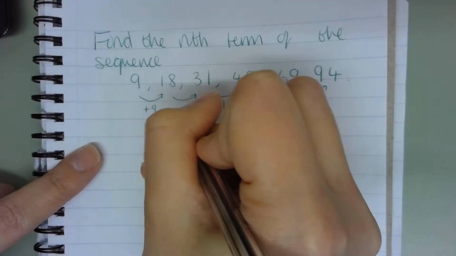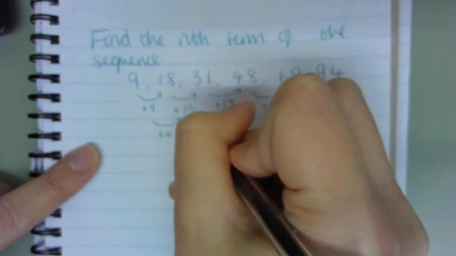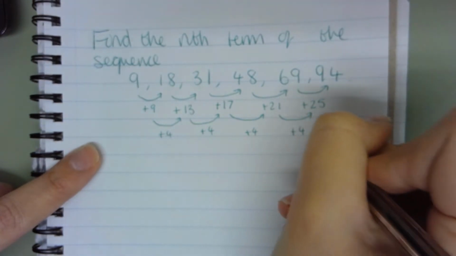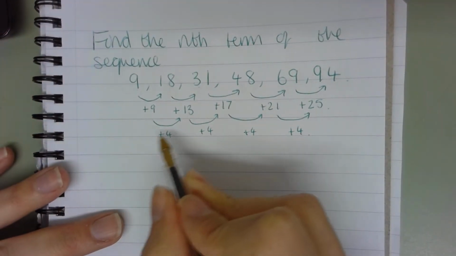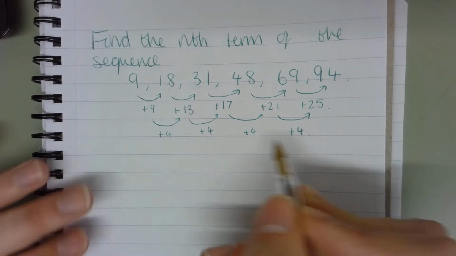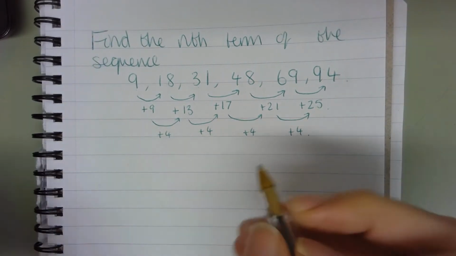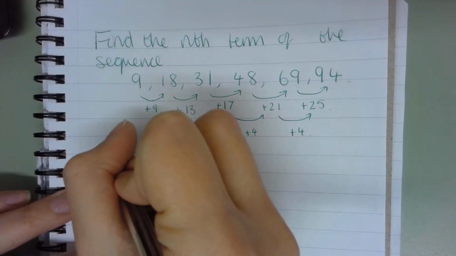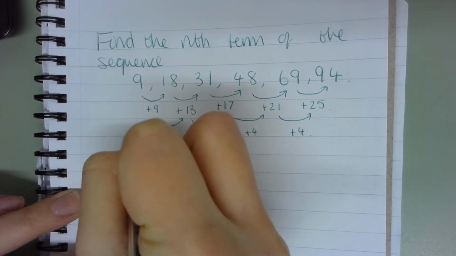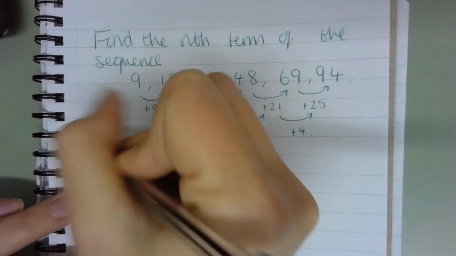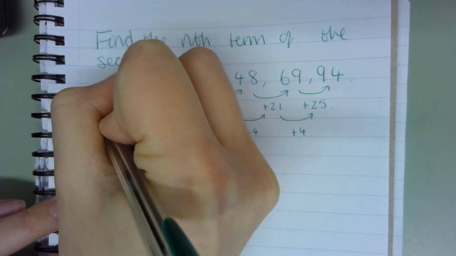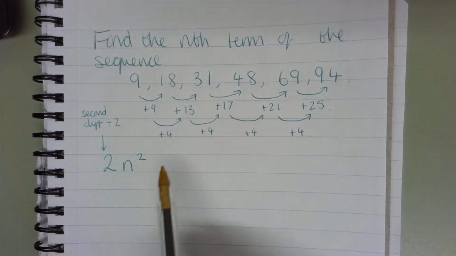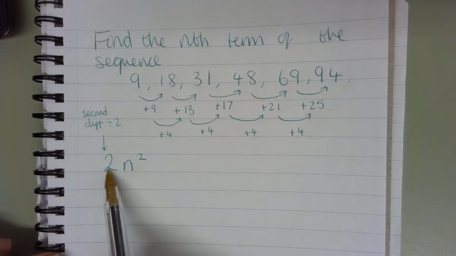So I can find the second difference. So that's plus 4, plus 4, plus 4, and plus 4. And what we do with this number, my second difference, is I need to divide it by 2 because this becomes the coefficient of n squared. So my coefficient of n squared means I've got 2n squared. And I got 2 because I did my second difference divided by 2. My second difference was 4 and I halved it to get 2.